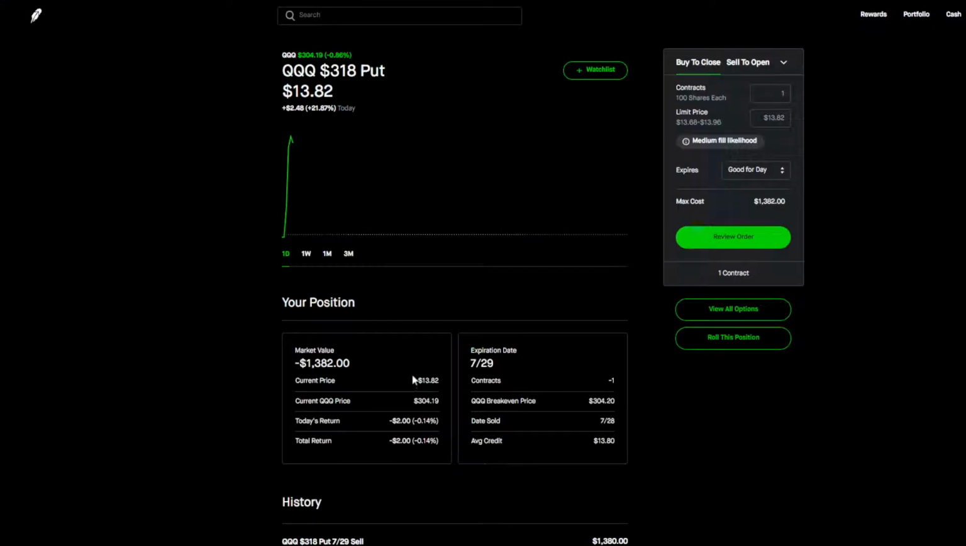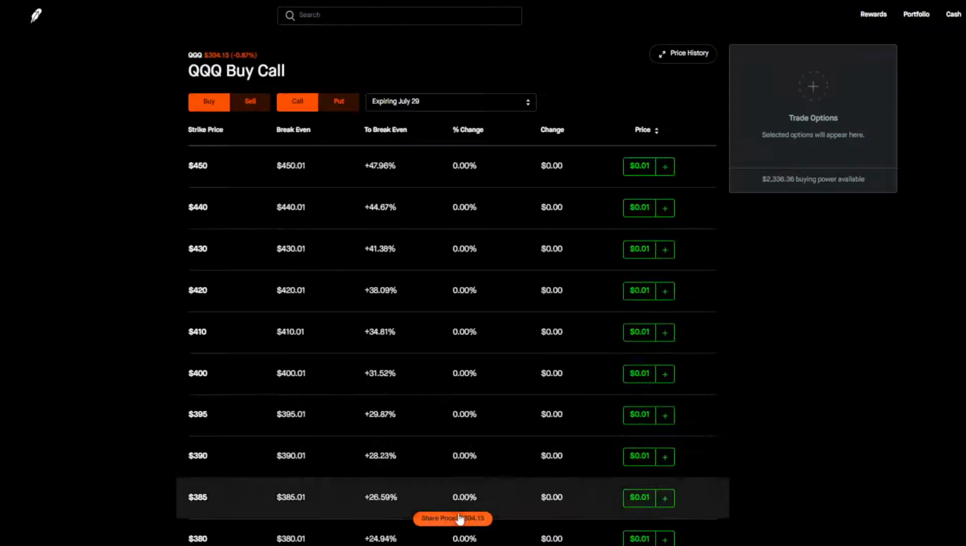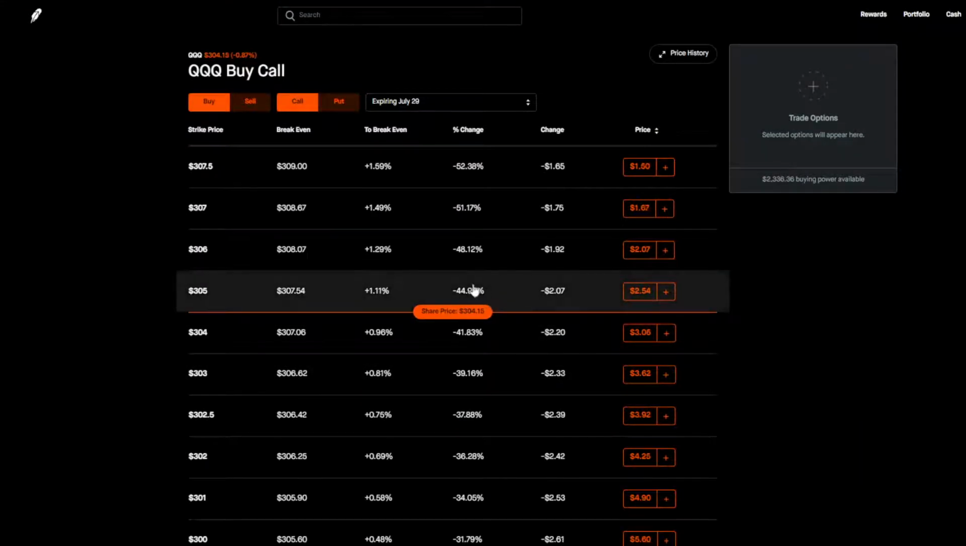And then I looked to lock in some profit and take some of that risk off the table. I was looking at the option chain. I was looking for the 319, but I ended up going a little bit wider, to the 318. And I sold that for a credit of 1380.